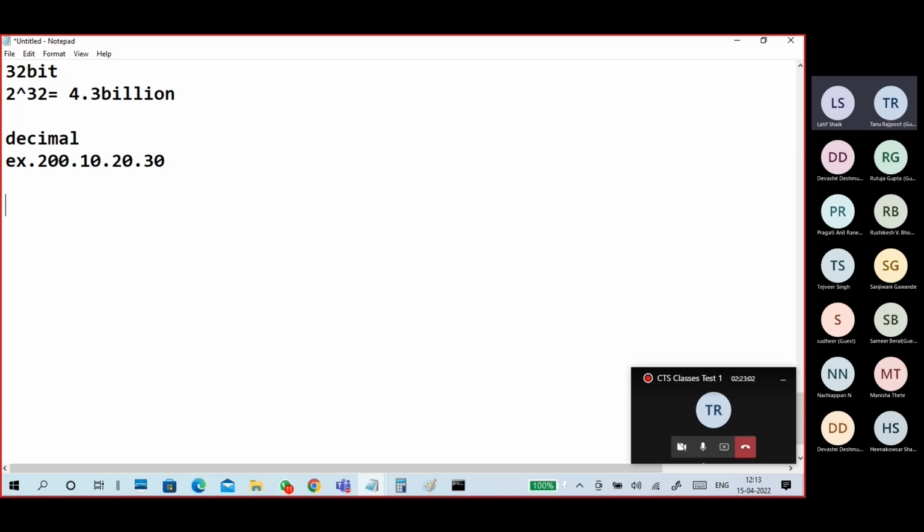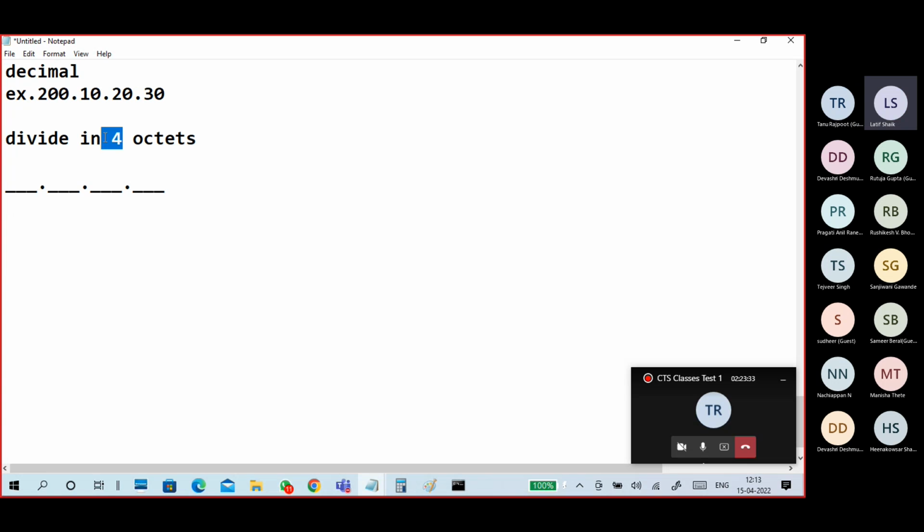Now IPv4 is 32 bit, right? So it is divided into 4 octets. Octet means 4 parts. It is divided into 4 parts, and each part we call an octet. This is the first octet, this is the second octet, third octet, fourth octet.